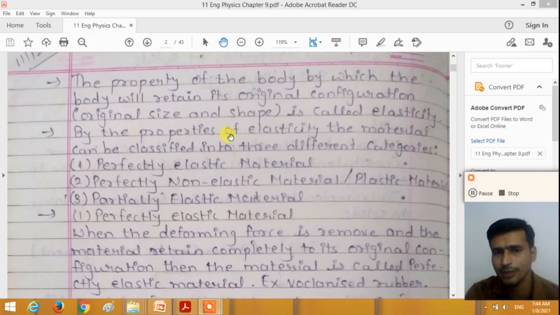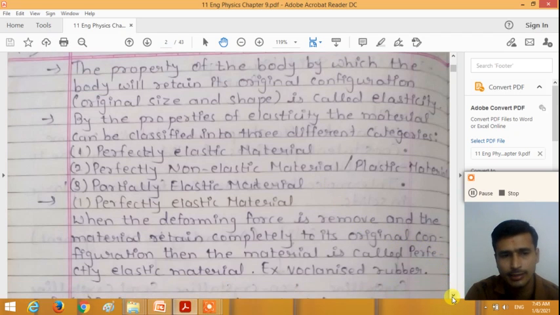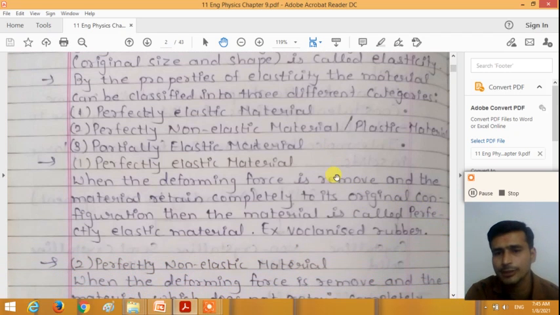So by the property of elasticity, the material can be classified into three categories: perfectly elastic material, perfectly non-elastic material, or we can say perfectly plastic material, and partially elastic material. So what do you mean by the perfectly elastic material? Let us see. When the deforming force is removed and the material completely retains its original configuration, original size and original shape, then the material is called the perfectly elastic material.